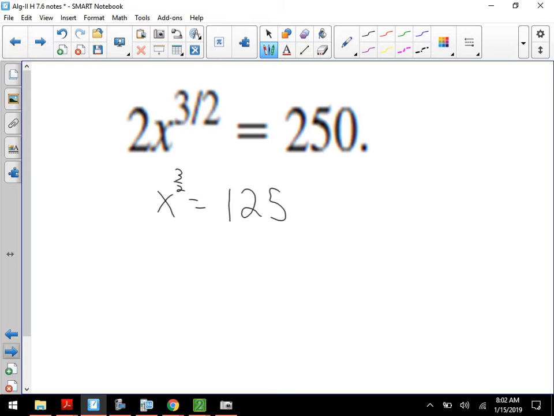How do you undo a 3 halves power? Raise it to the 2/3. Good. Remember, because power to power is when you would multiply, and you want this exponent to become 1. Now, in your head you should be able to figure out that 2/3 power just means take the cube root and square it. What's the cube root of 125? 5 squared is? There you go.